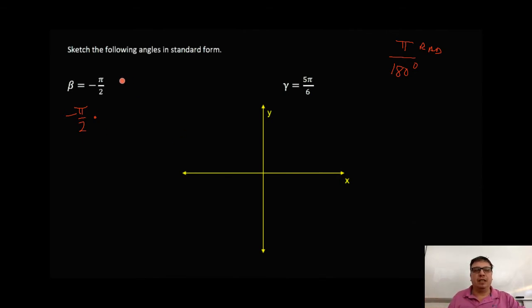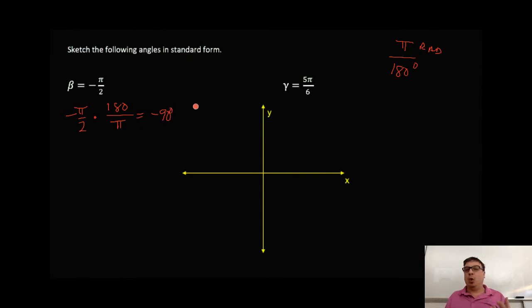Now, if I want this in degrees, then that means that the 180 has to be in the numerator and the pi has to be in the denominator. So now the pi and the pi divide out to 1. And I have 180 divided by 2. So this is negative 90 degrees.